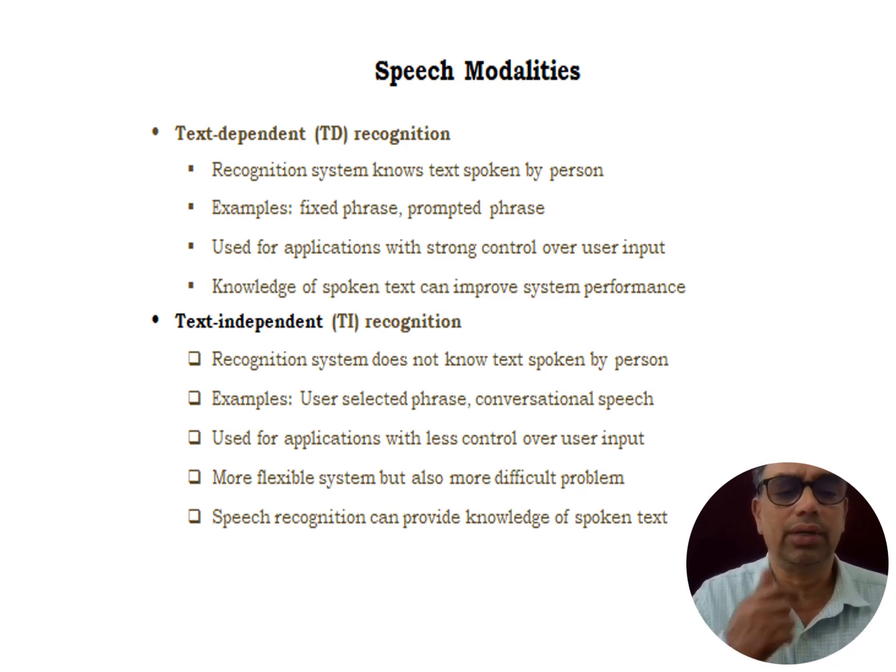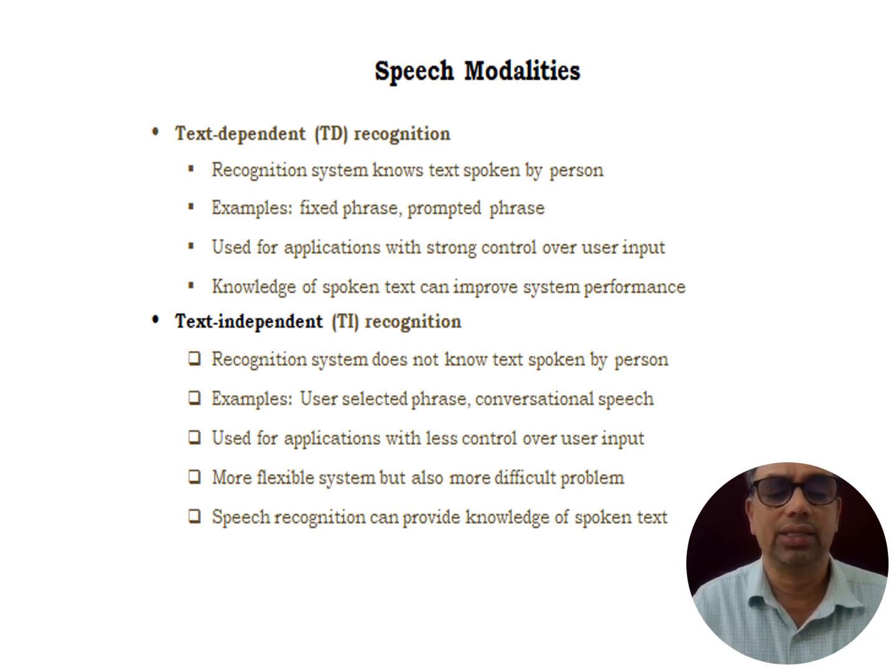For example, text dependent speech is predetermined speech. So the recognition system knows the text spoken by the person. We know very well passwords and all, and they are used for applications with strong control over user input. And knowledge of the spoken text can improve system performance.